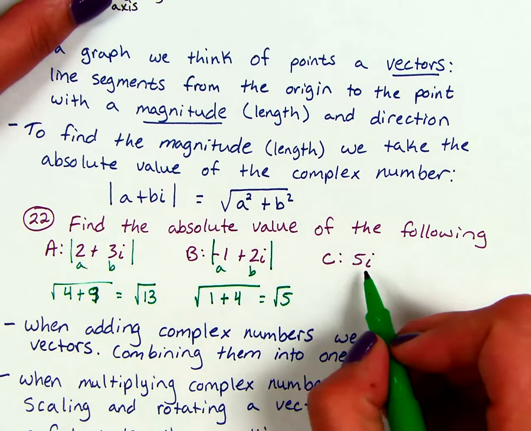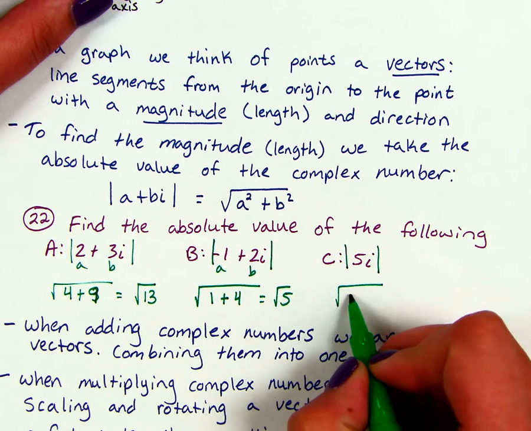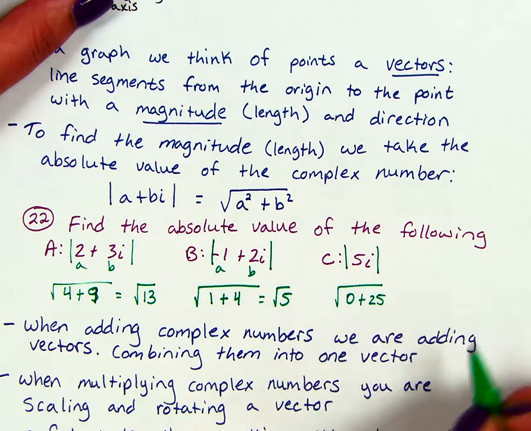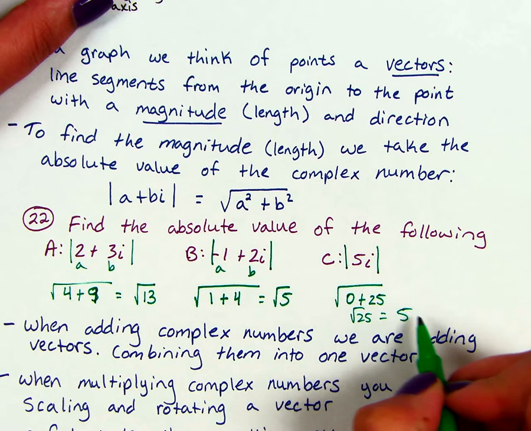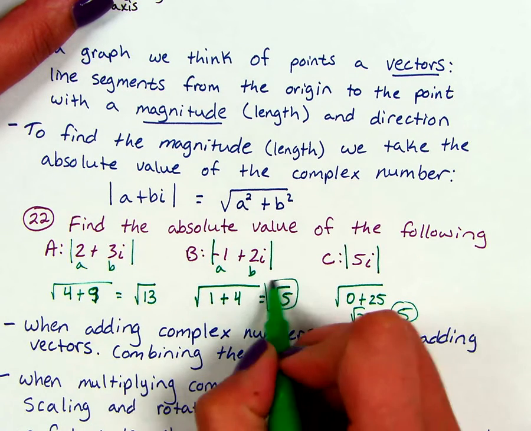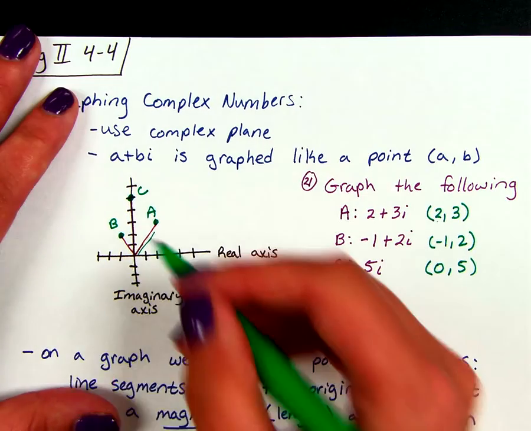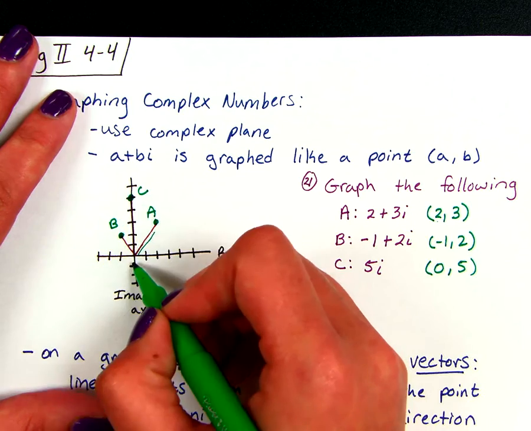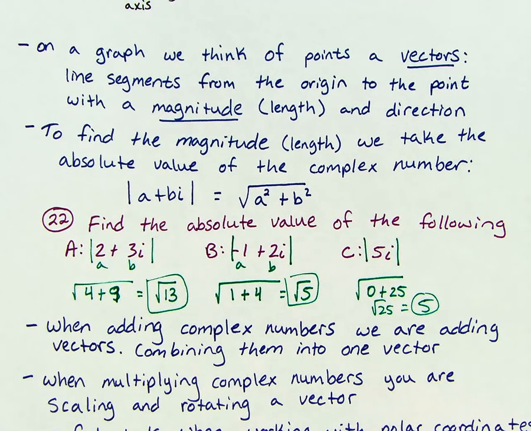And our last one, again, taking the absolute value, we don't have an a, so that means that's just 0. And then 5 squared is 25. So the square root of 25 is 5. So really that's probably the easiest one to see. So again, if I go back up to my graph, since we already graphed it, if I just count up 5 spaces, 1, 2, 3, 4, 5, that's the length of my vector. And I found that taking the absolute value, which in complex numbers means the same thing as using our distance formula.